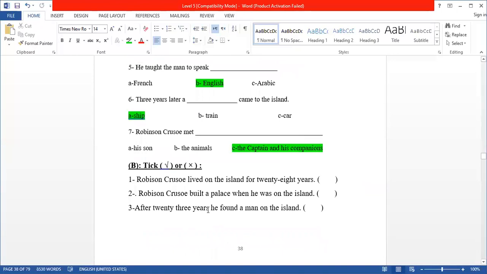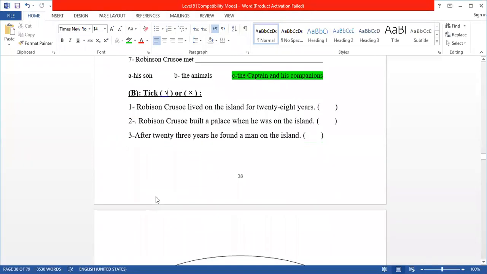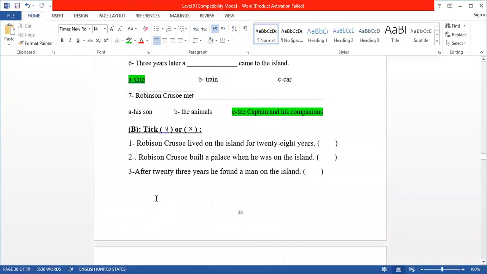Tick right or correct, or cross for false. Here we have 3 sentences. Some of these sentences are true and some of them are false. Robinson Crusoe lived on the island for 28 years. Is it true or false?